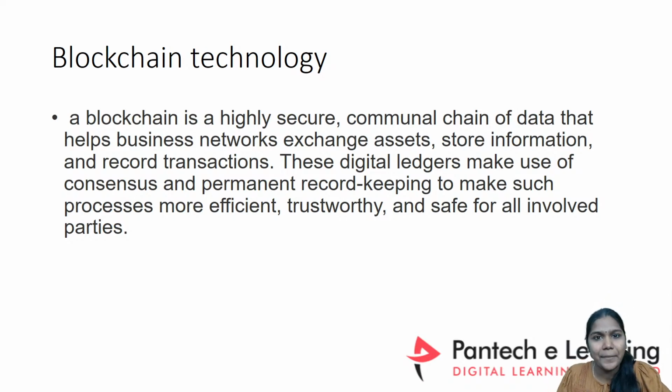Assets means something like property or any amount like that. So to exchange those assets, or to store any information or record transactions, for that purpose we use this blockchain. A blockchain is a highly secure communal chain of data that helps business networks exchange the assets, stores the information and records the transactions of a particular Bitcoin. These digital ledgers make use of consensus and permanent record keeping to make processes more efficient, trustworthy and safe for all involved parties in the network.